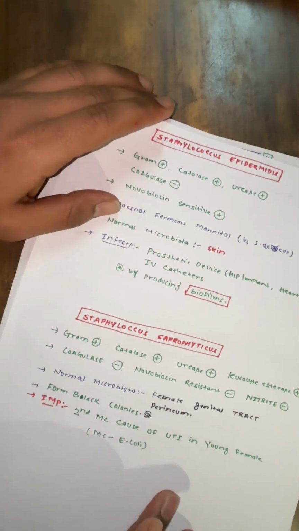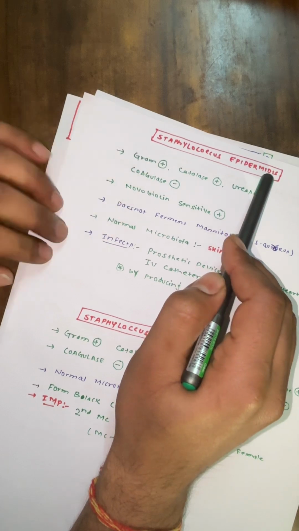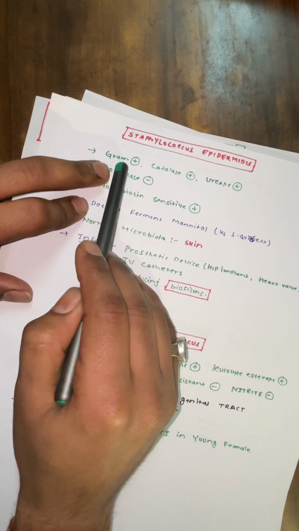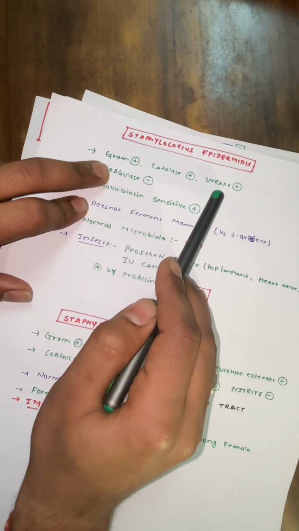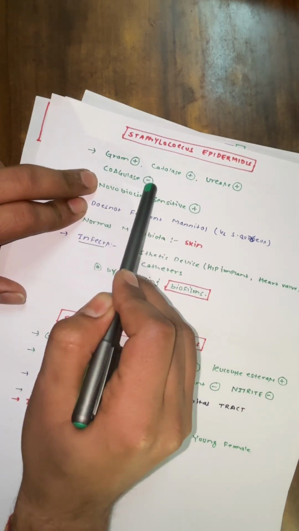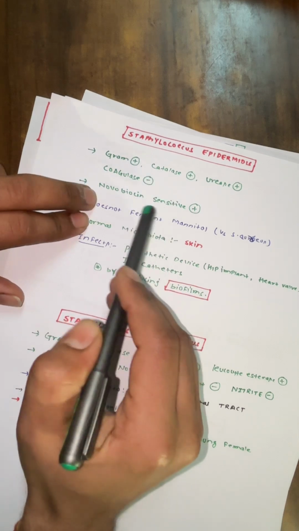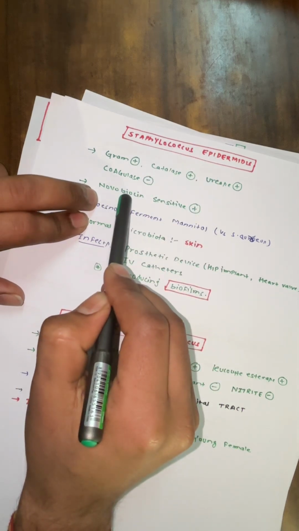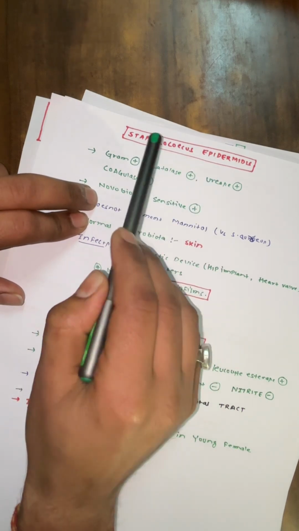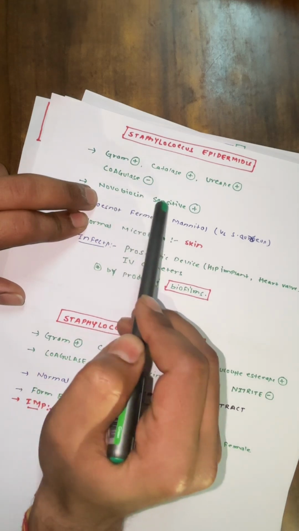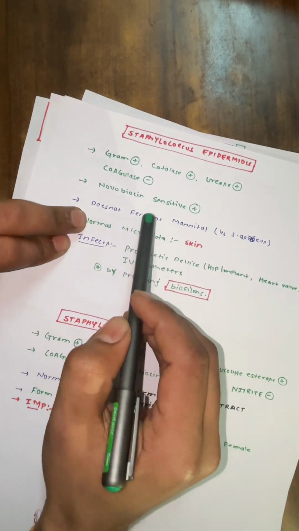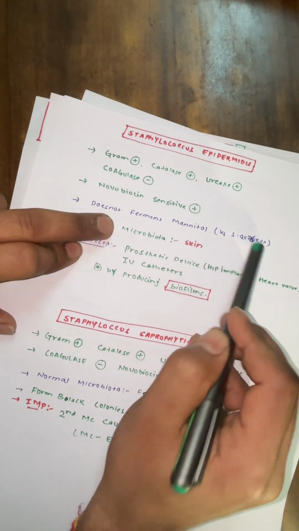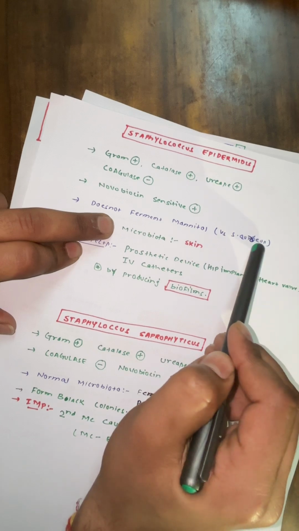Now we'll talk about the next member, Staphylococcus epidermidis. This bacteria is gram positive, catalase positive, urease positive, but it is coagulase negative. If the Staphylococcus is coagulase negative, we perform the novobiocin sensitivity test. Staphylococcus epidermidis is novobiocin sensitive. It doesn't ferment mannitol, but Staph aureus ferments mannitol, so that's a difference between Staph aureus and epidermidis.